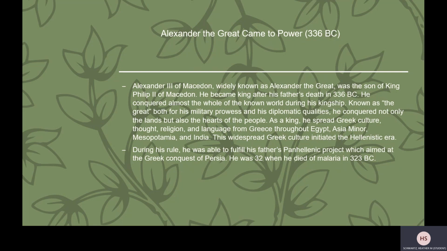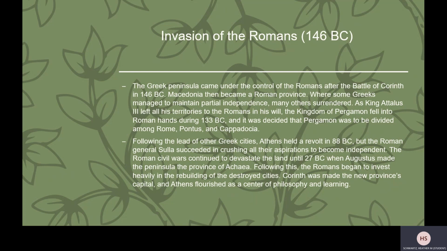In 336 BC, Alexander the Great came to power, and during his rule, he was able to fulfill his father's project and dream, which was Greece's conquest of Persia. Next is the invasion of the Romans in 146, and this really marked the end of the Greek Empire, and the Romans started to rebuild and take Greece as their own.